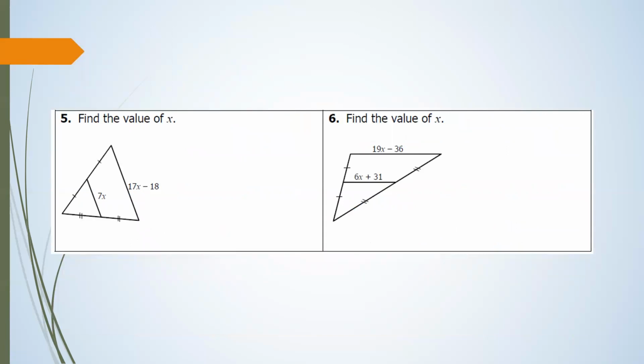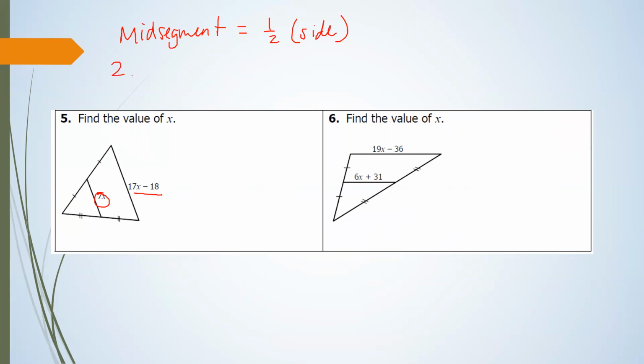Now, what if we see some algebra with it instead? Not a big deal. In my picture, I see a midsegment, and I know that midsegment is half the length of the side that it's parallel to. So this 7x is going to be half of the 17x minus 18. You have 2 ways that you can set this up. Okay. First, we know that the midsegment is going to equal half of the side that it's parallel to.